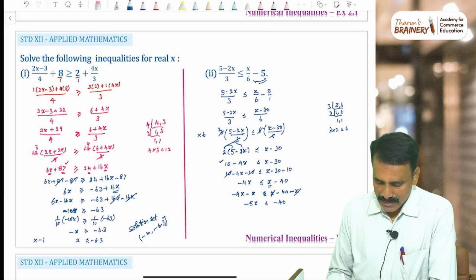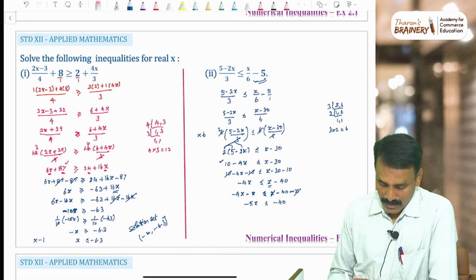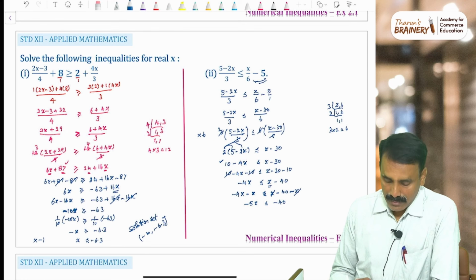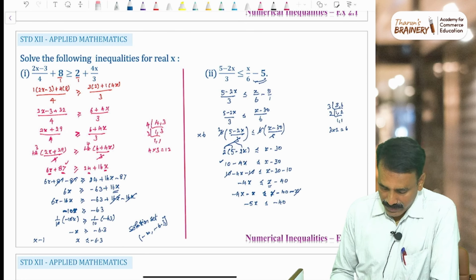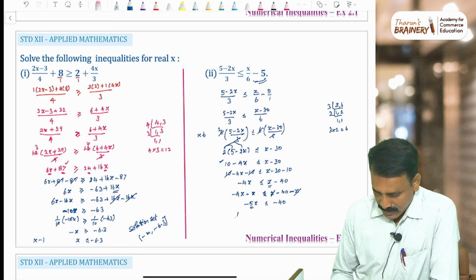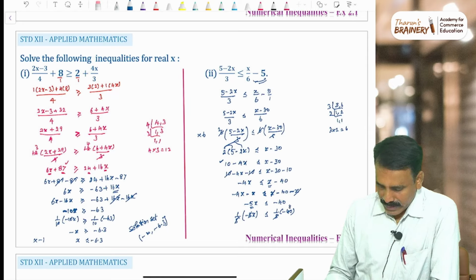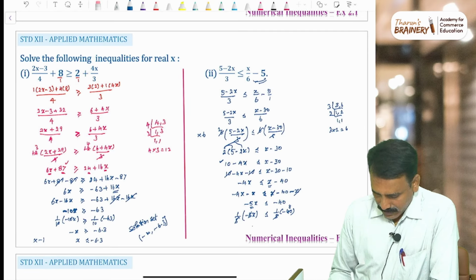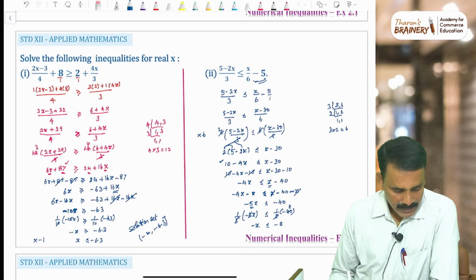So as in the previous case, we are not supposed to divide by the negative symbol. First we divide by 5. How to divide by 5? We multiply by the multiplicative inverse of 5. Multiplicative inverse of 5 is 1 by 5. Less than or equal to 1 by 5 into minus 40. So 5 5s are cancelled. 5 here cancels, it is 8. So we get minus x less than or equal to minus 8.